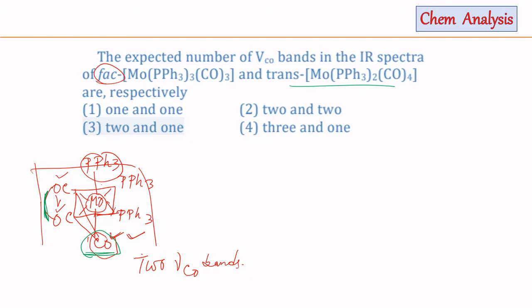In the case of trans-Mo(PPh3)2(CO)4, the two PPh3 ligands will be trans to each other.